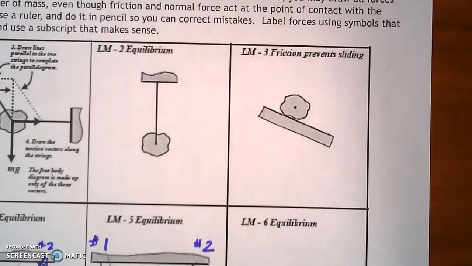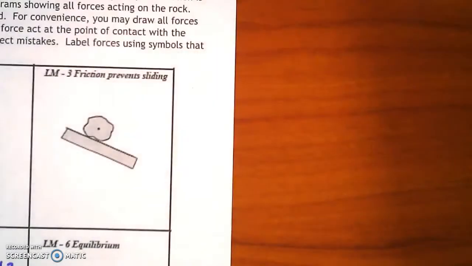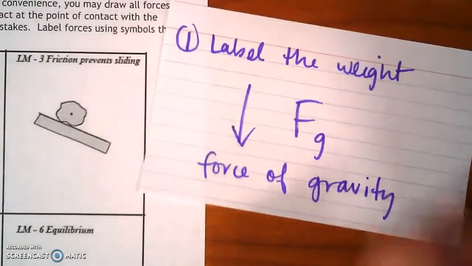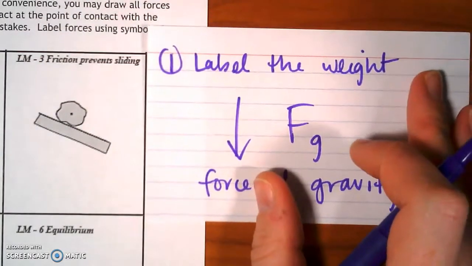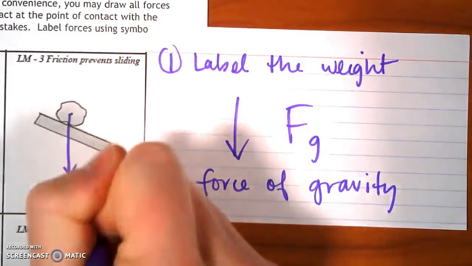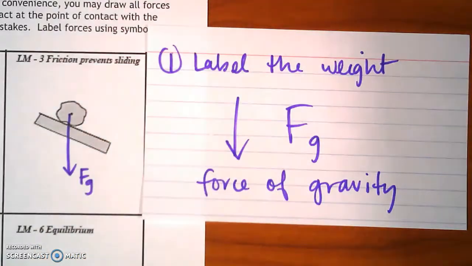Let's do number 3 as an example together as well. Okay, so this one isn't a string example. I'm going to follow the same process though. First thing I'm going to do is I'm going to label my weight. I'm going to make it big just because I can. There's my force of gravity.